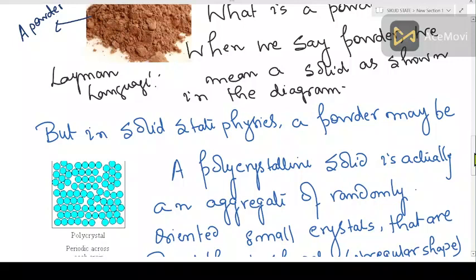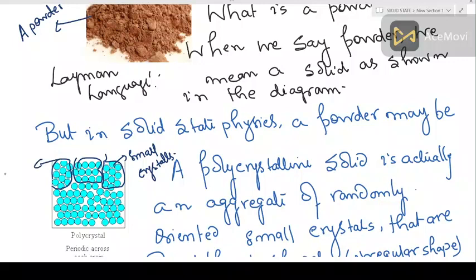So what happens in a polycrystalline solid, you can see here, there are aggregates. Aggregates means a collection of small crystals. Now see, this one is one aggregate, this one is another aggregate, this one is another aggregate. These blue circles are the small crystals. For the time being, you can consider these as small crystals. Crystals means definite geometrical arrangement. But the crystals are arranged in different groups, and these groups are arranged randomly with respect to each other.